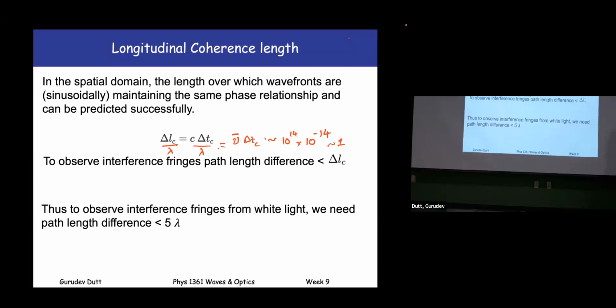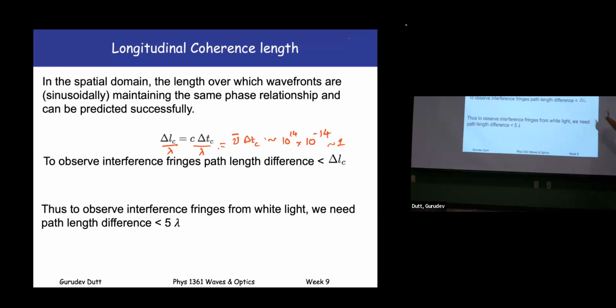So you'll observe this in the Michelson. You may be wondering, what about the Newton rings and so on? Well, there the path length difference is fixed again by the thickness of the lens, of the air film, etc. So in all these cases, basically we need this path length difference to always be less than a few wavelengths.